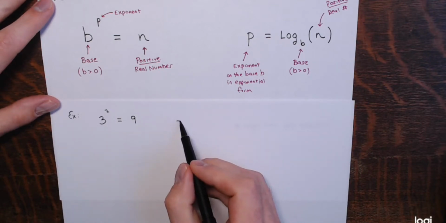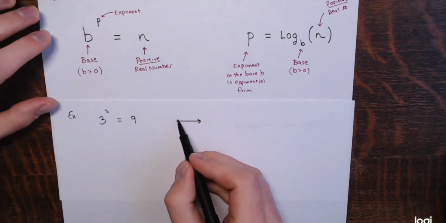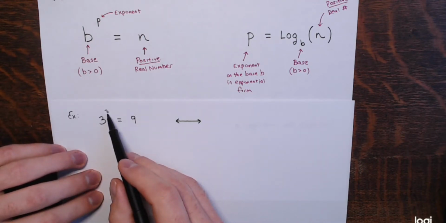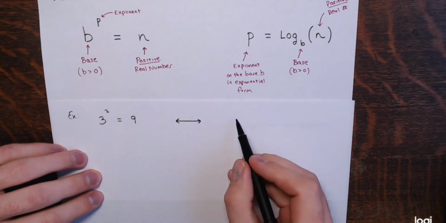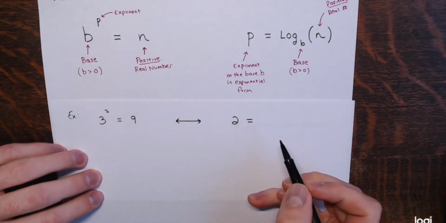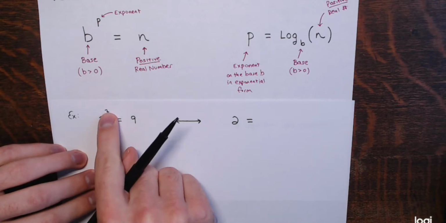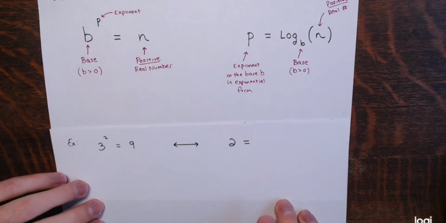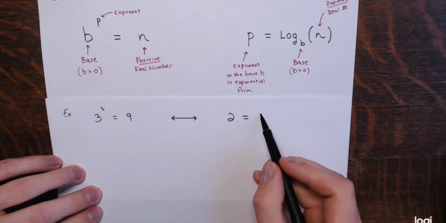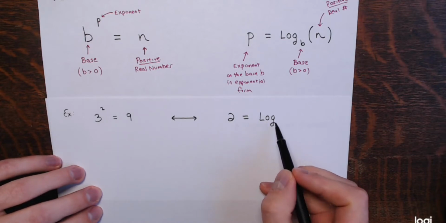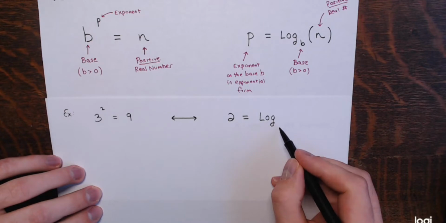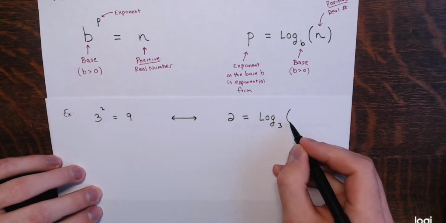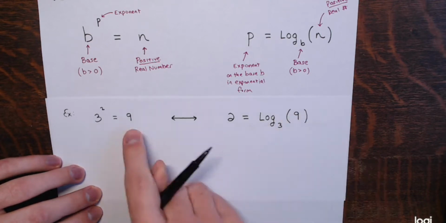So this has the exact same meaning. You can go back and forth between these by taking the exponent and giving the exponent its own side, 2 equals. So the exponent on this base of 3 gets its own side, and like I wrote earlier, exponents are logarithms. Logarithms are exponents. So that exponent equals the logarithm. The base on the logarithm, the subscript, is the base on the exponent. So log base 3 of 9, the number that 3 squared was equal to.